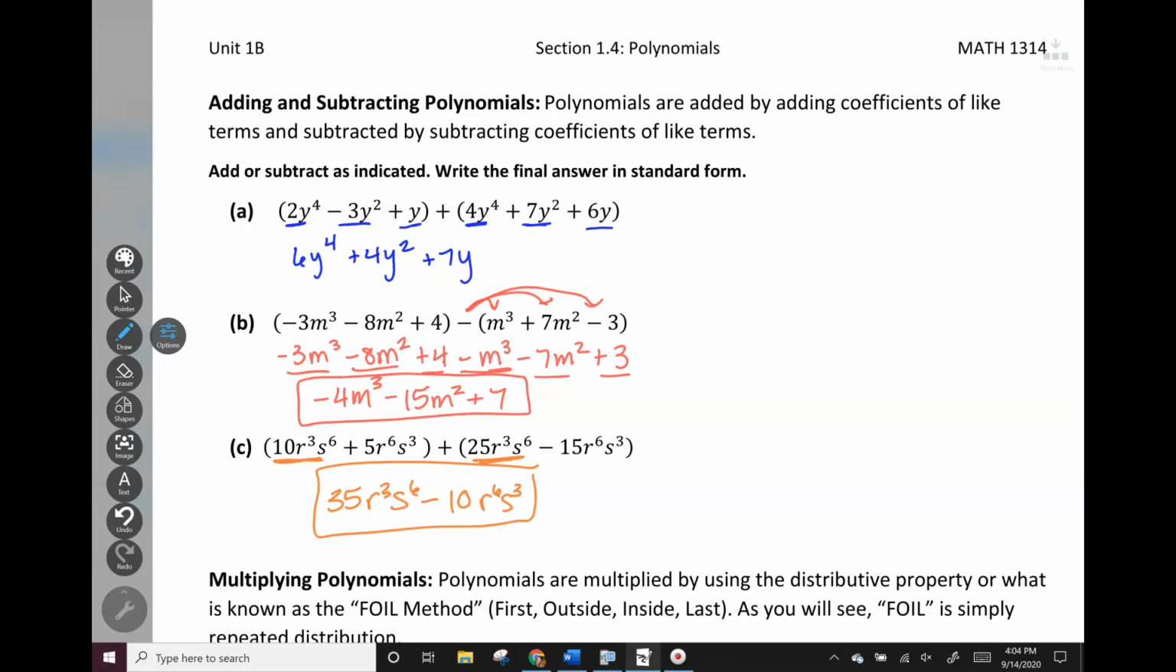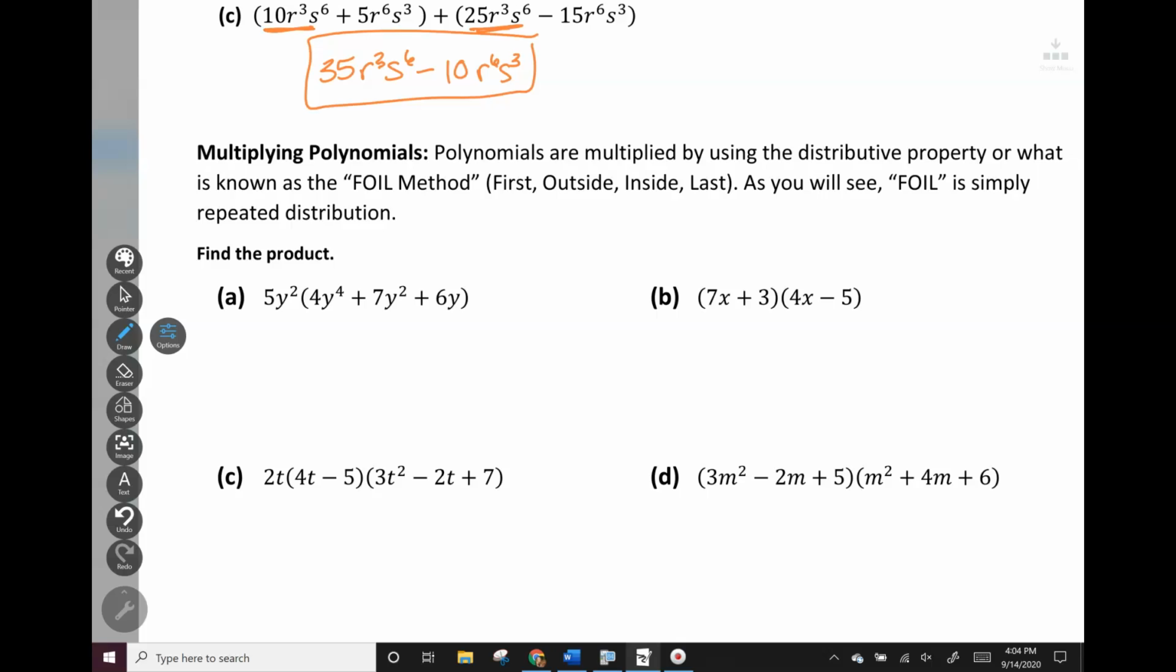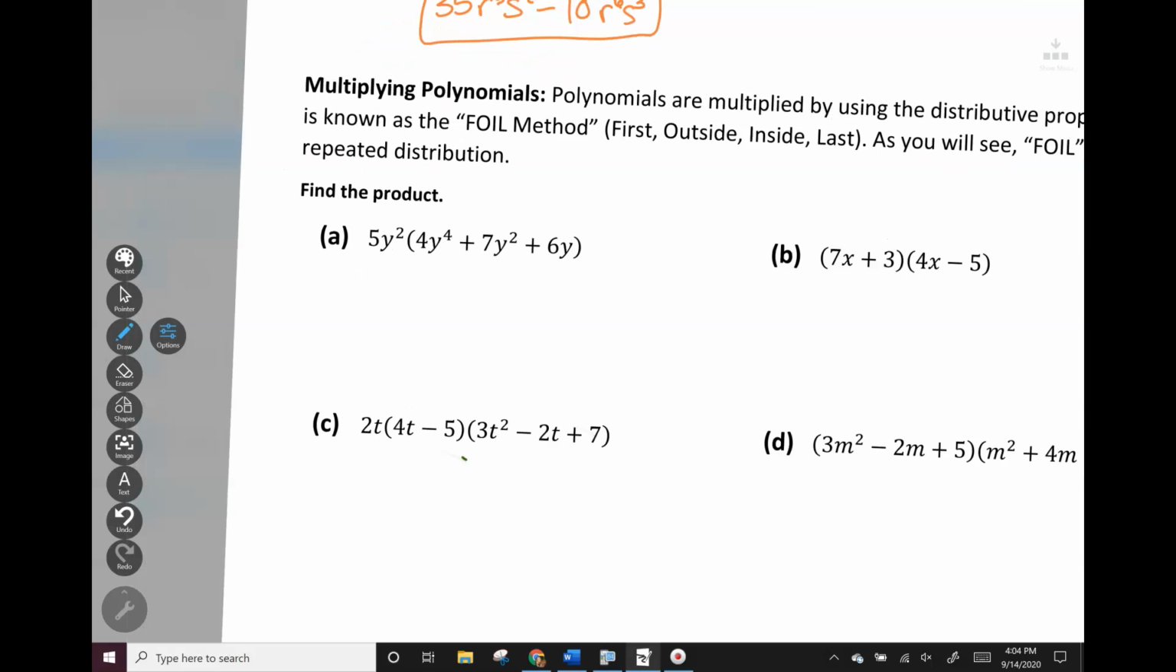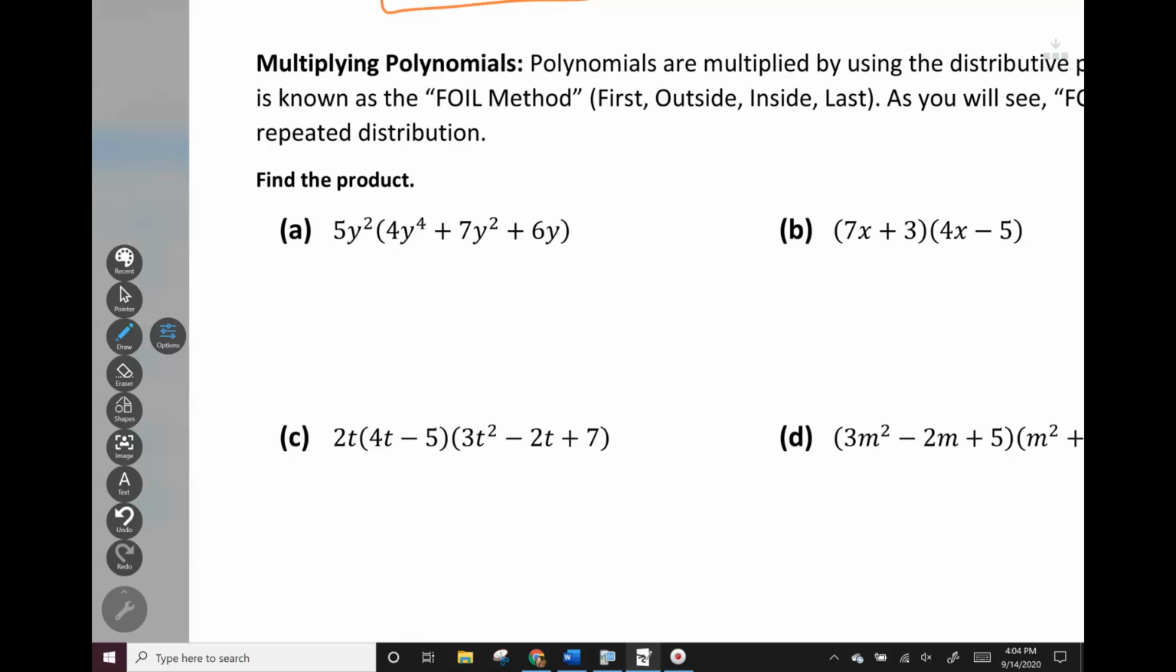So same variables with the same exponents. Okay, moving on to multiplying polynomials. This first one we need to distribute. This is called a monomial right here. It has one term, and we want to distribute that to all 3 terms of this polynomial.